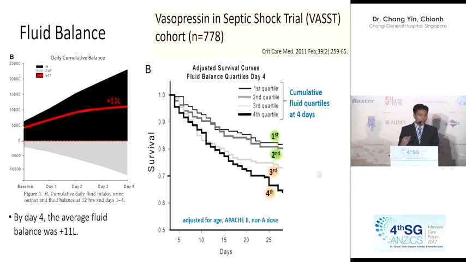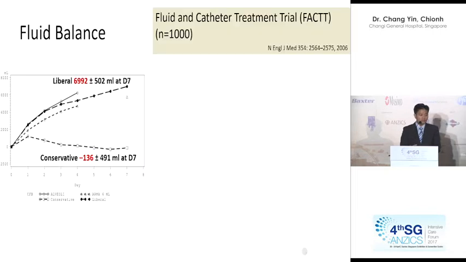The authors reanalyzed their data, and they divided the patients according to quartile, the first to the 4th quartile. First quartile having the lowest cumulative fluid volume, while the 4th quartile had the highest cumulative fluid volume. And there was actually a higher mortality with the 3rd and the 4th quartiles, suggesting that a higher positive fluid balance in the post-acute resuscitative period is harmful for the patients.